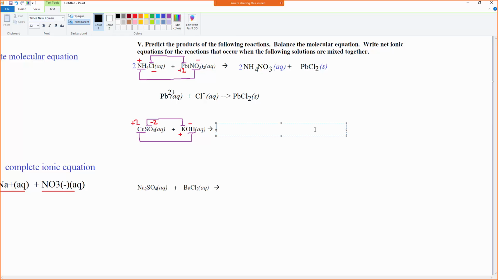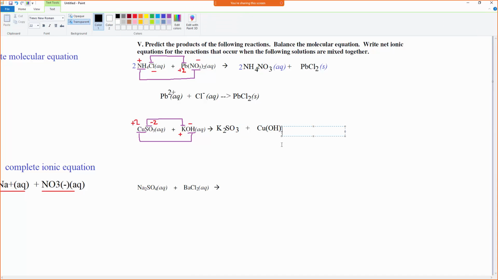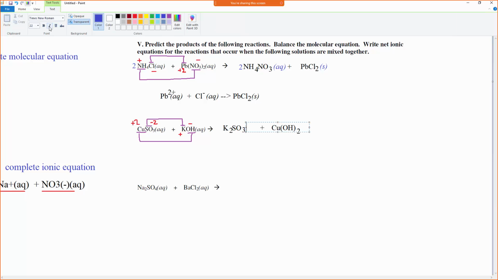All right, so now what are the formulas of the products that we are forming here? Perfect, perfect. So we're going to have 2 potassiums for every 1 sulfite, and we're going to have 2 hydroxides for every 1 copper. 2 potassiums, 2 hydroxides. Okay, that makes sense. Now that we have successfully predicted the products, we should also predict whether they will be soluble or not soluble. All right, good. Potassium sulfite will be soluble.